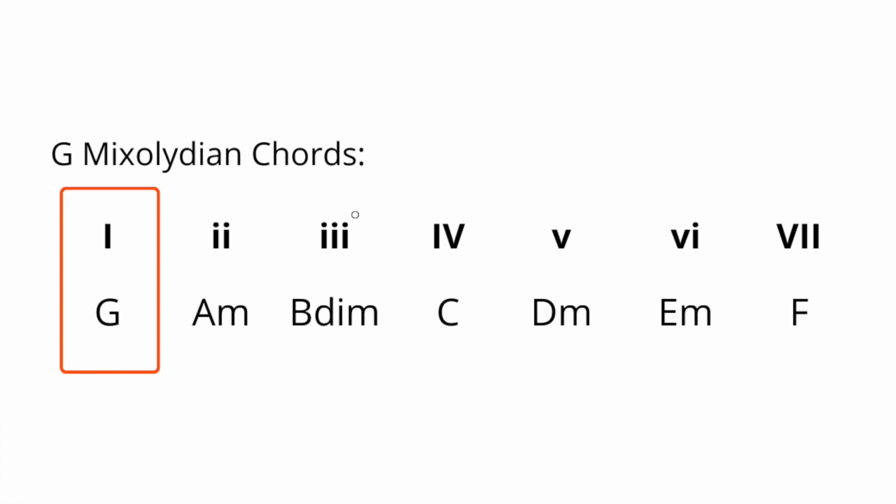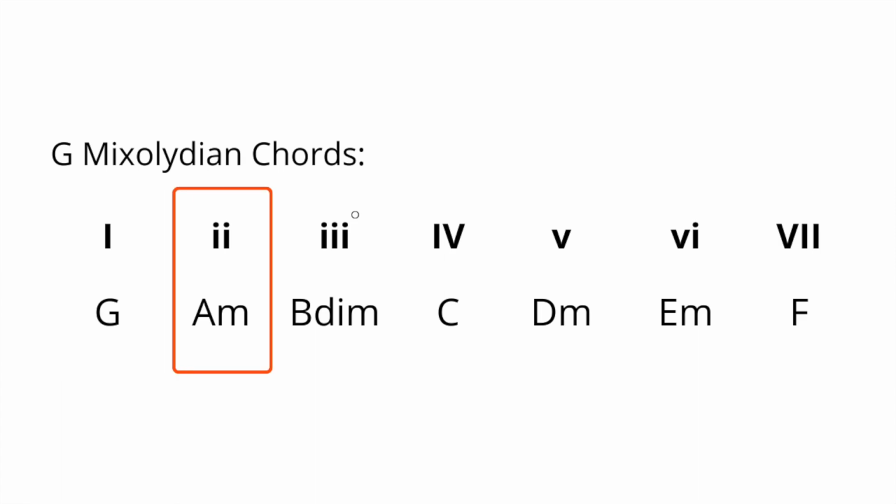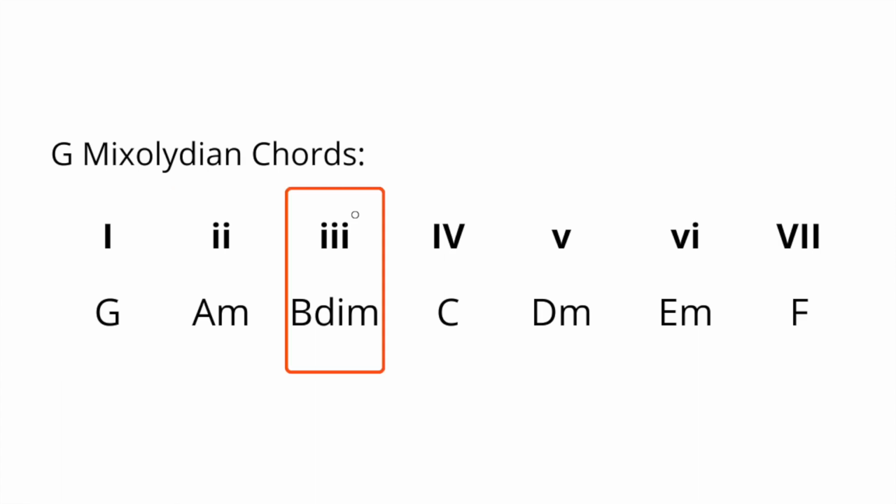So if we look at G Mixolydian harmonized, now that we've got that F note in there, we get G major off the 1st degree, we get A minor, and here's our first change: B half diminished is the 3 chord, not B minor, because the F sharp has become an F, which makes that a B half diminished.